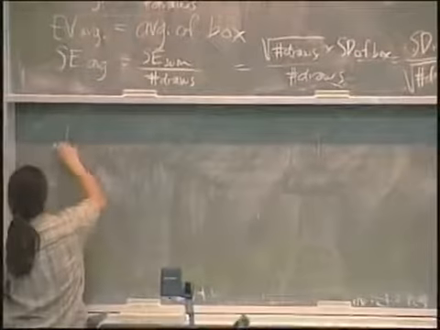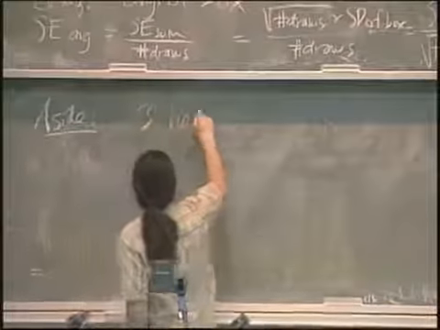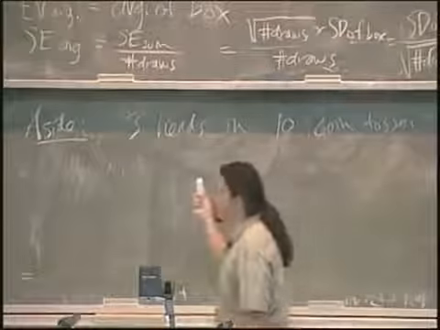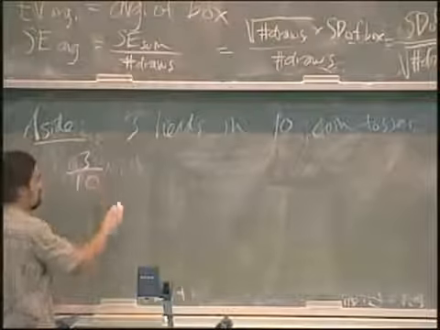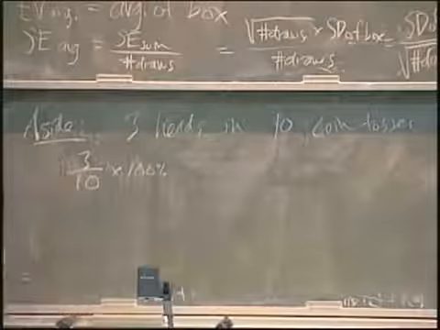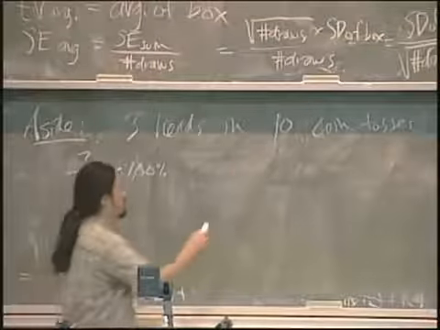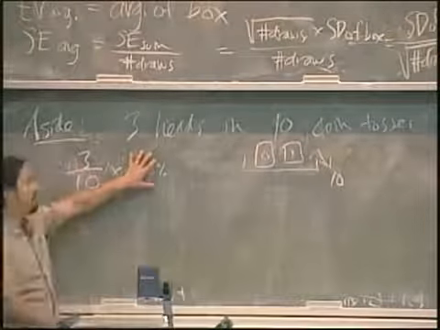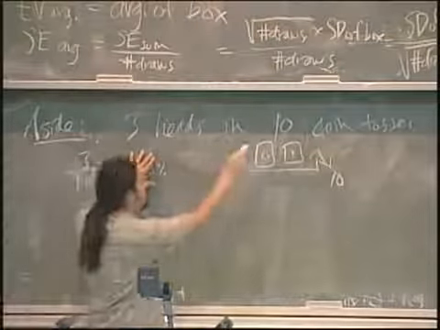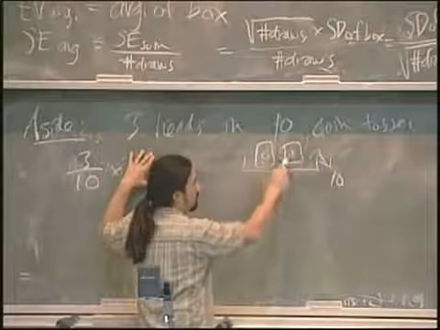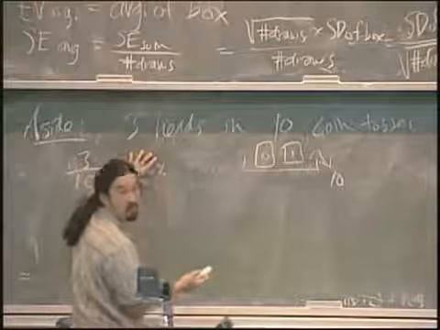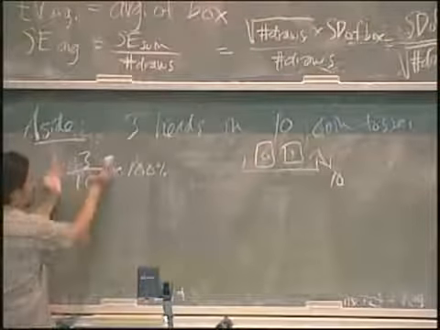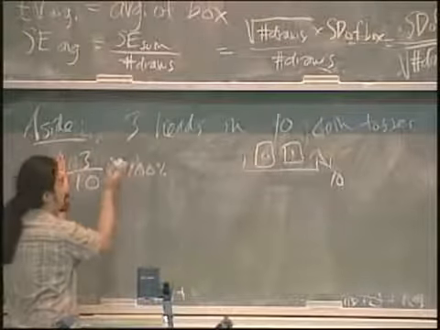So just a little aside. You have 3 heads in 10 coin tosses. Expressed as a percent, we take the number of heads, divide by the number of draws, times 100%. Well, the box here is 0, 1, and take 10 draws. 3 out of 10 is the average of those draws. If you get 3 heads in 10 coin tosses, and you think about it with this box model, what are the actual draws? The draws are 3 ones and 7 zeros. So if you add them all up and divide by how many there are, you get 3 tenths. Add them all up, you get 3, divide by 10, you get 3 tenths. So this is the average of the draws from that box to get 3 out of 10.